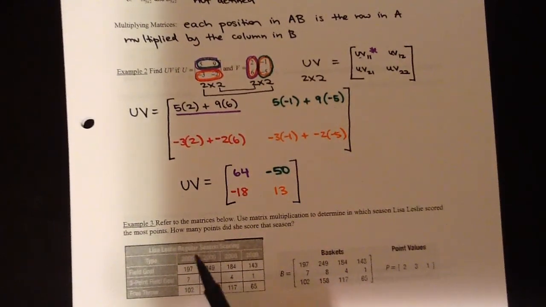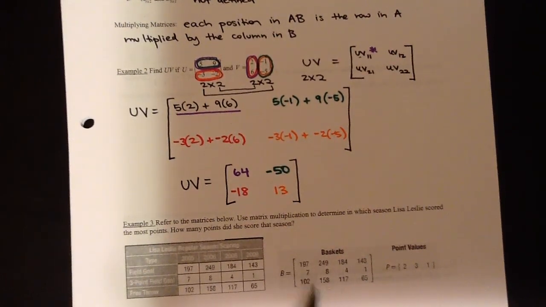We've got years, 2005, 6, 8, and 9. I guess we skipped there. Field goals, 3 points, and free throws. So when we combine everything up, here are the number of baskets that she made. So here are all the field goals in different years. Here are all the 3-point field goals in different years, and all the free throws in different years. So we are going to multiply those by the point values because each field goal is worth 2, each 3-point field goal is obviously worth 3, and then each free throw is worth 1 point.